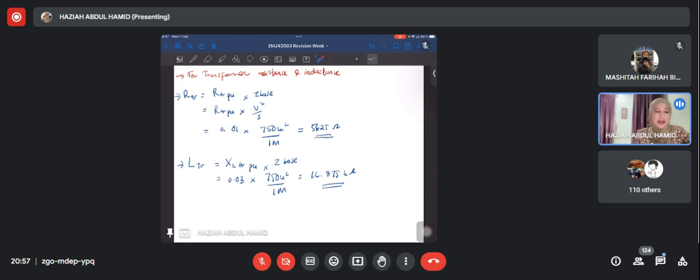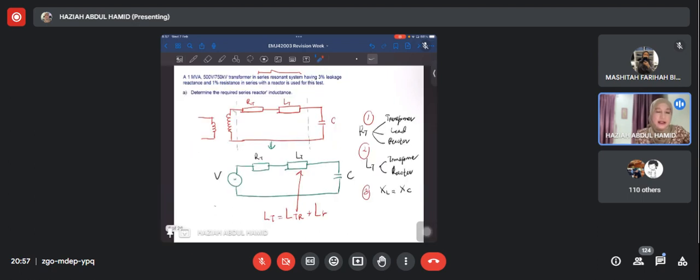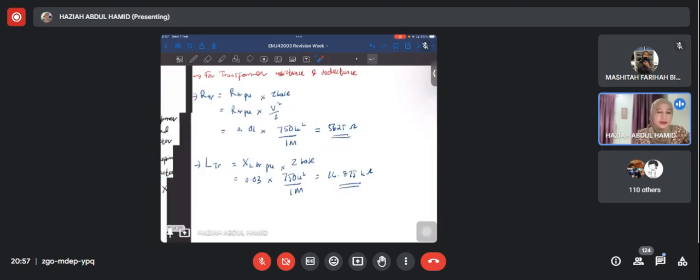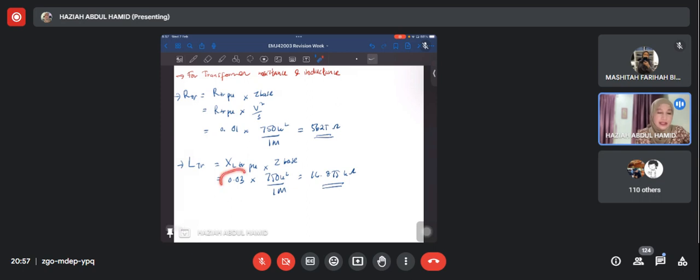Okay, all of this formula given. Untuk Z base pun saya bagi, untuk formula ini pun saya bagi. Right? And then next step kita convert pula LTR. Okay, LTR dalam soalan dia bagi 3%. So L untuk transformer 3% times Z base. Z base is given by V squared over S.